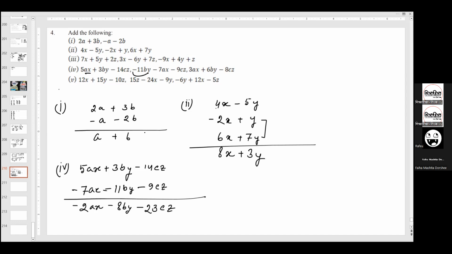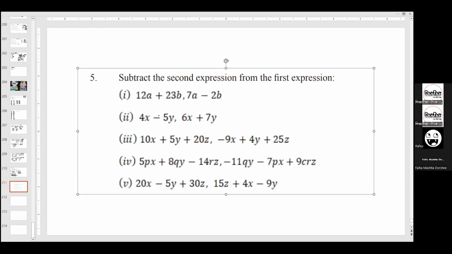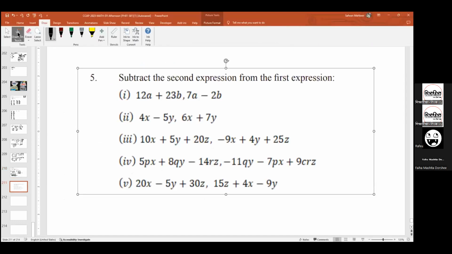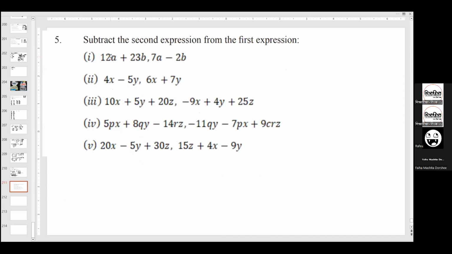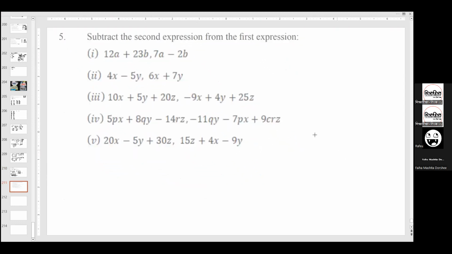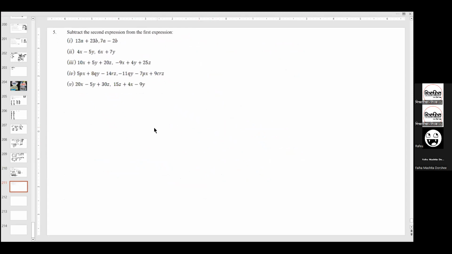সাবট্রাকশনে কি করতে হয়? সাবট্রাকশনের রুল পারি? ইয়েস স্যার। কি করতে হয় সাবট্রাকশনে? We have to minus them according to their variables.